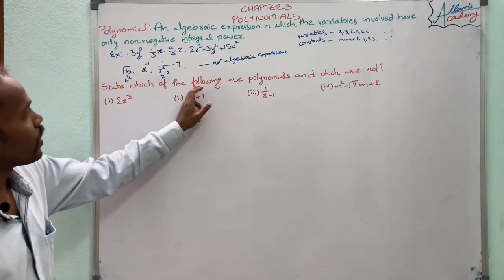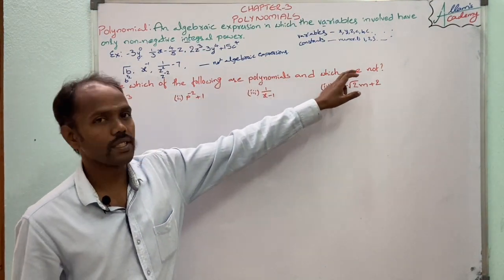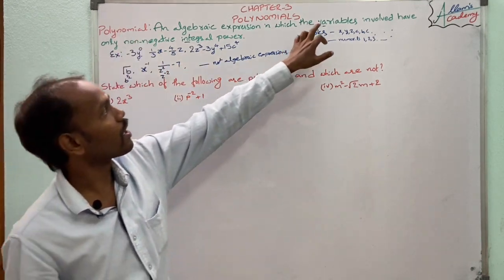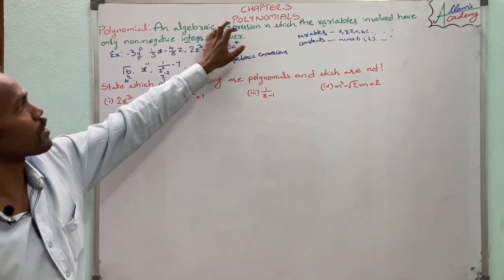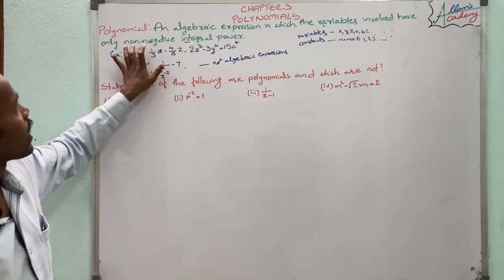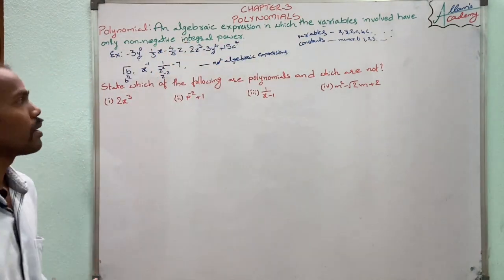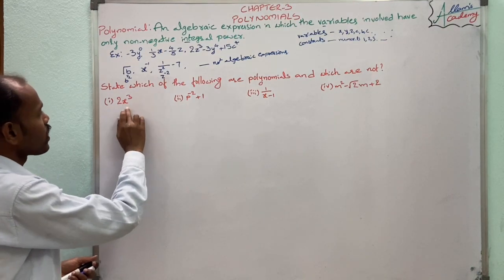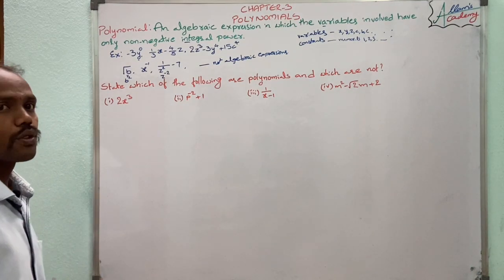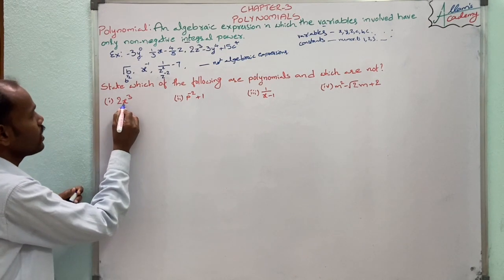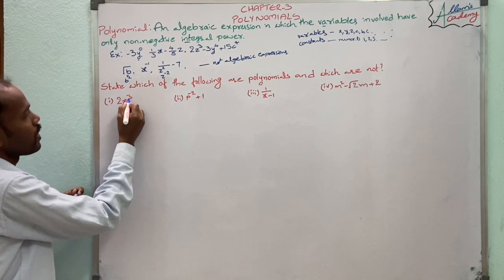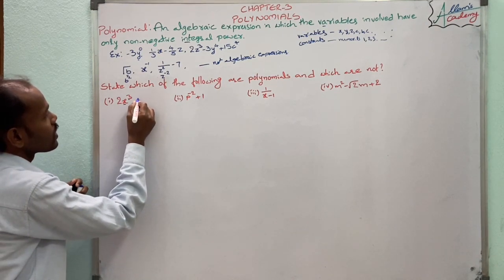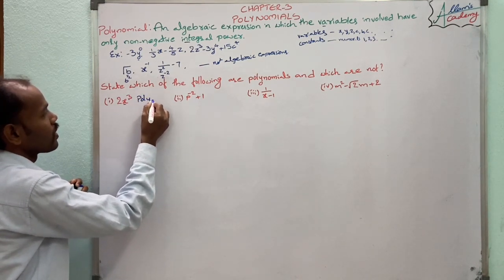State which of the following are polynomials and which are not. Already we said a polynomial means an algebraic expression whose variables have non-negative integral powers. So here, the first one is 2x cube. In 2x cube the variable is x. X has the power 3, that is plus 3. So it is a polynomial.